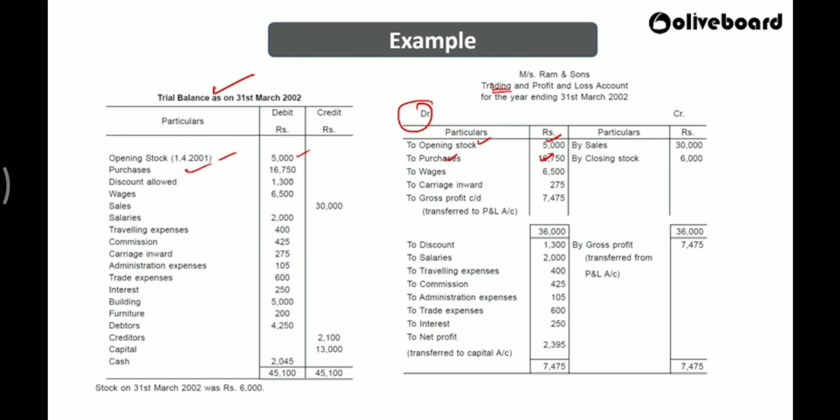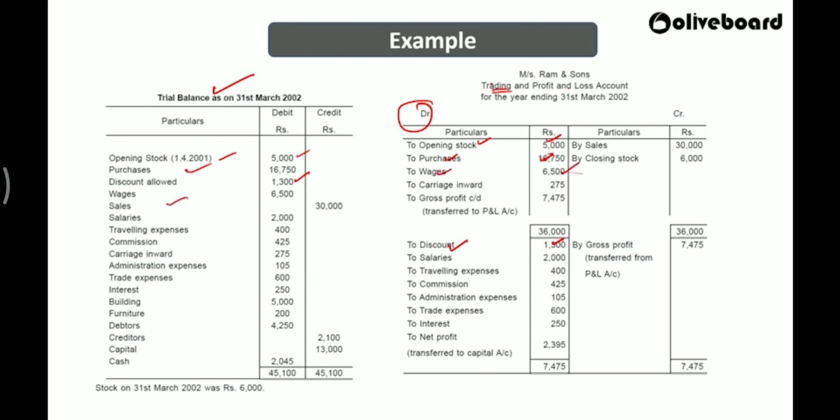Is it a direct expense or indirect expense? Indirect expense. So where does it have to go? P&L account, debit side. Again, it is an expense. So see here, to discount 1,300. Next, wages. Again, wages is a direct expense. Where does it have to go? Trading account. So trading account, to wages, debit side, the amount.